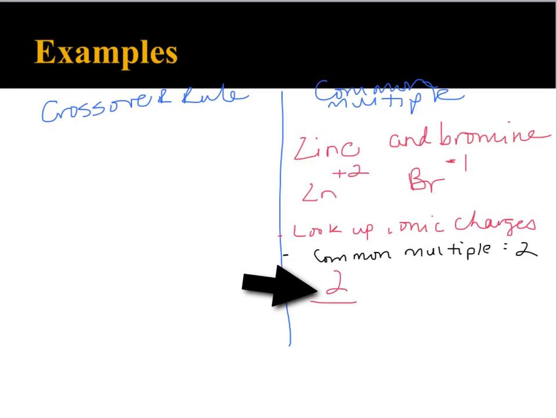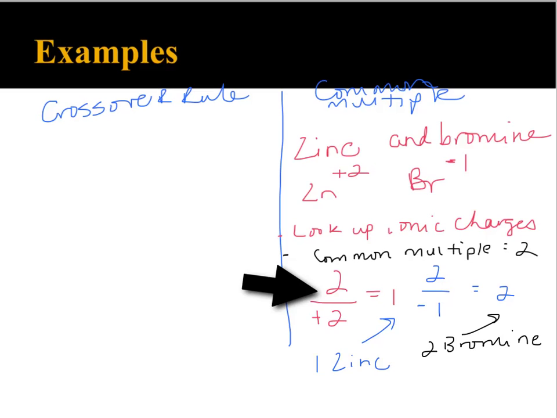And you divide it by the ionic charge, which for zinc is +2, and you get a 1. We're going to do the same thing for the bromine. The common multiple is 2, and you divide it by the ionic charge, -1. 2 divided by -1 is 2. So this number right here tells you that you need 1 zinc, and this number right here tells you that you need 2 bromines.